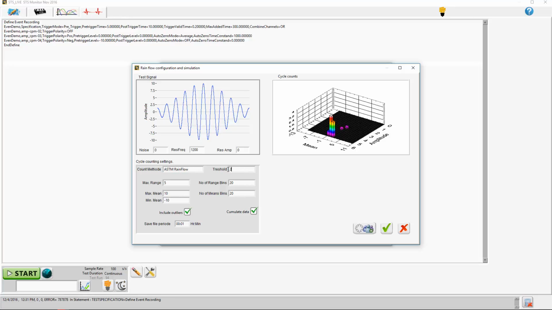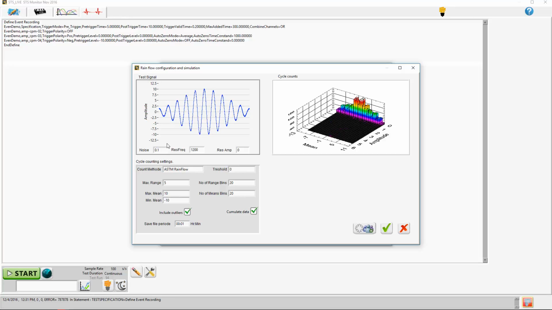We have a threshold here. If the threshold is 0, we count every cycle. It doesn't matter what the size of the cycle is, but we want to count it. So if we have a little noise in the system, which is a real life situation, you see that we still have the original counts here.